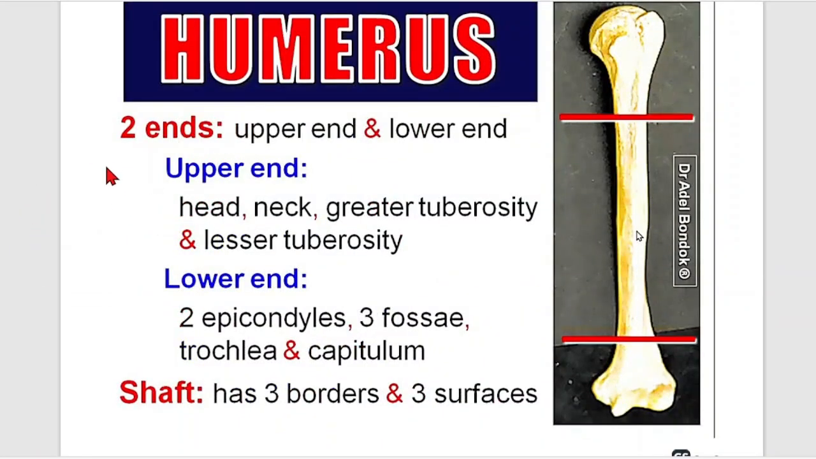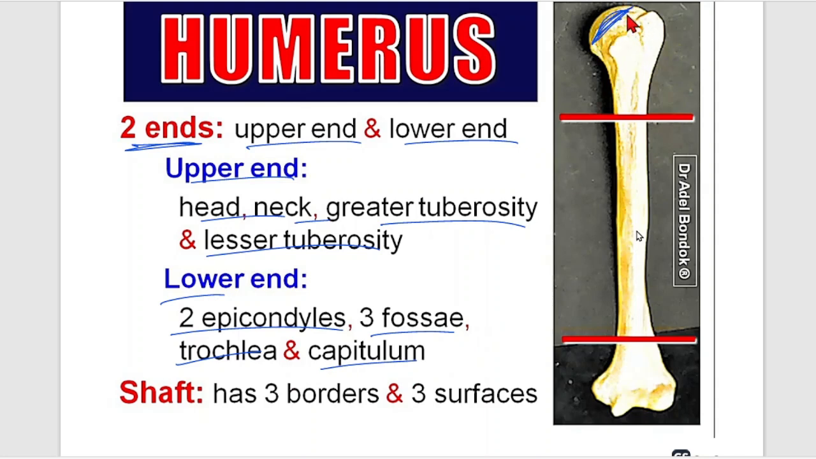Okay. Now about the humerus. What is the humerus? The humerus has two ends, upper and lower. The upper end has the head, neck, greater tuberosity, and lesser tuberosity. The lower end has two epicondyles, three fossae, the trochlea and capitulum. So this is the upper end. This is the anatomical neck, and this is the surgical neck. This is the greater tubercle and this is the lesser tubercle, and between them is the intertubercular sulcus.